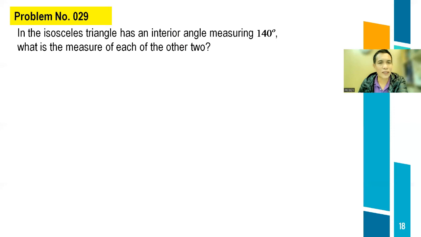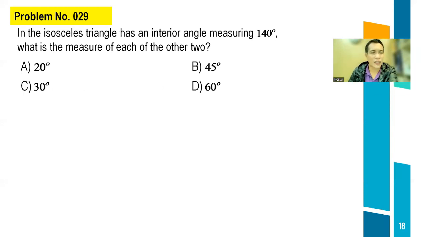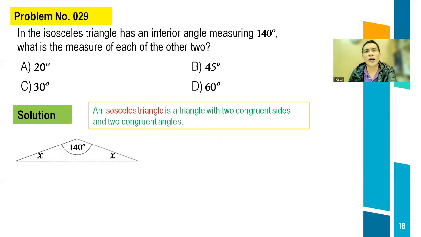In an isosceles triangle lies an interior angle measuring 140 degrees. What is the measure of each of the other two? For the choices, A 20 degrees, B 45 degrees, C 30 degrees, D 60 degrees. We know that an isosceles triangle has two congruent sides and two congruent angles, and the sum of the angles of a triangle is always equal to 180 degrees. So given this, the vertex angle is 140 degrees. Of course, we have two equal angles.